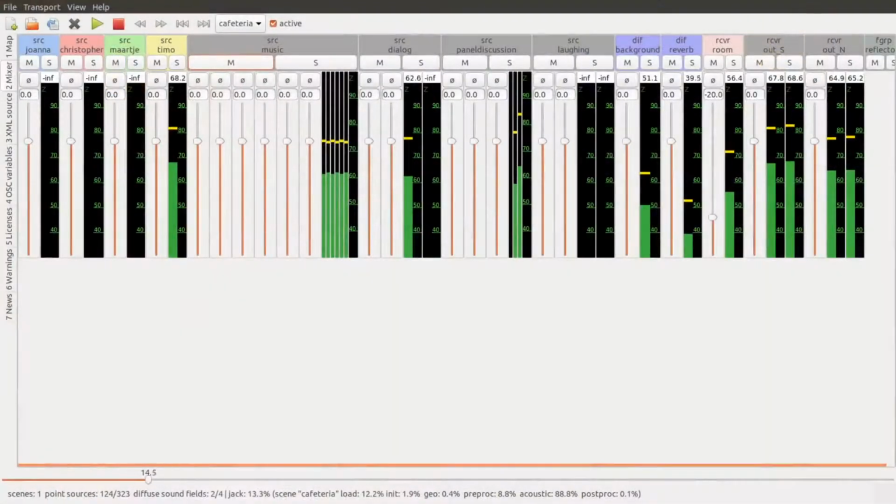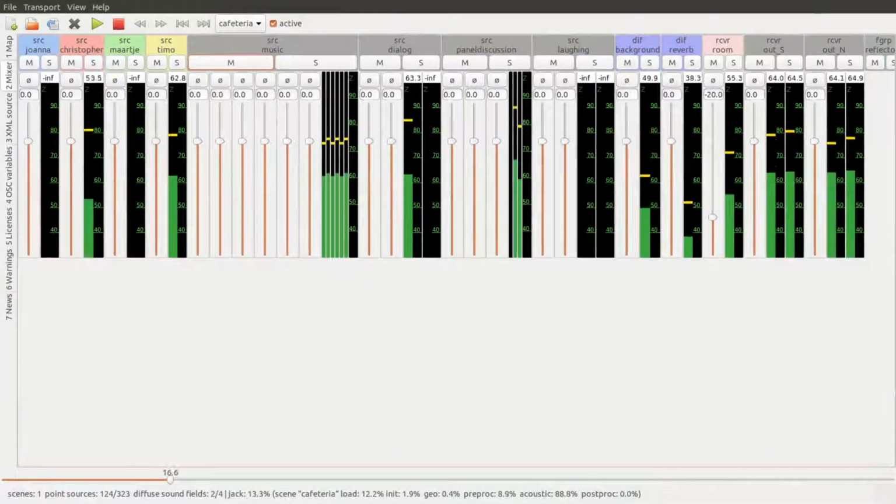Okay, so now in this cafeteria we can switch off the noise sources, like the direct noise sources, like the music and the other alternating speakers.